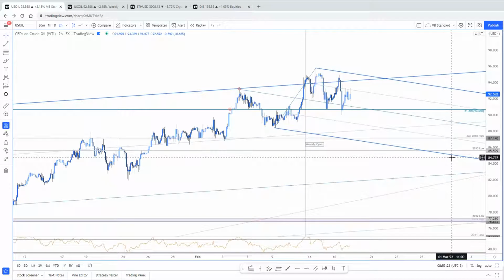Is euro dollar still range bound? So euro is not on the list, but I will get it for you. You know what? Let's take a look at that now. So that's oil and dollar CAD. Any questions on either of those?